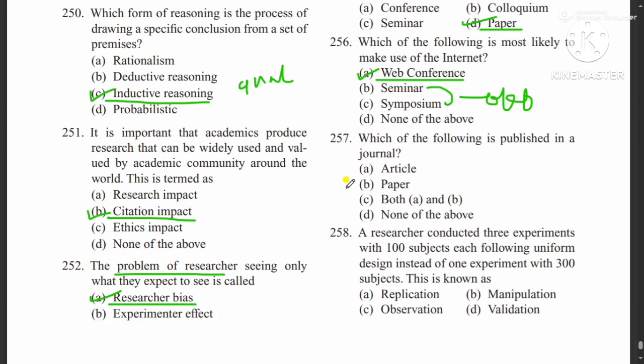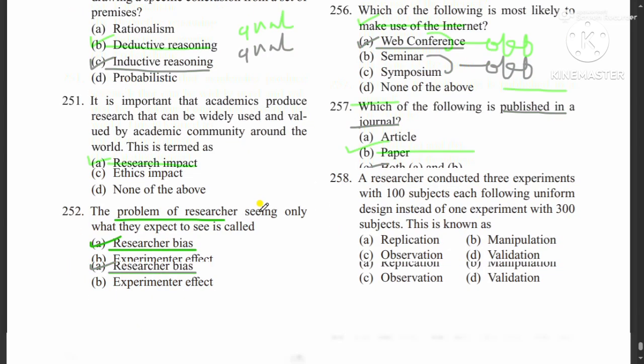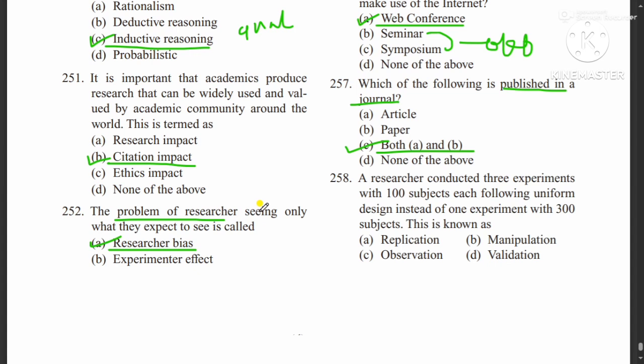Which of the following is published in a journal? Because of both A and B, paper or article. Next and last question in this session. A researcher conducted 3 experiments with 100 subjects each following uniform design instead of one experiment with 300 subjects. This is known as validation. Validity is more important of the researcher.